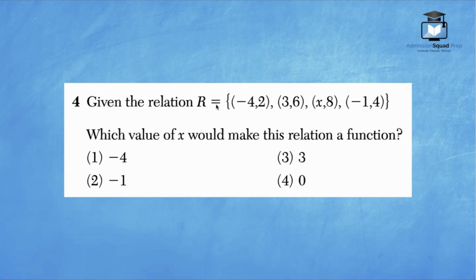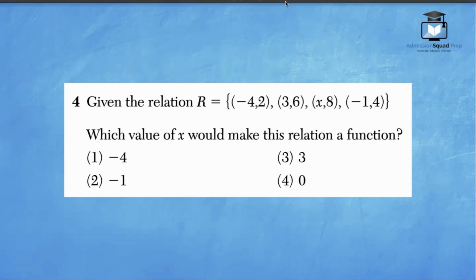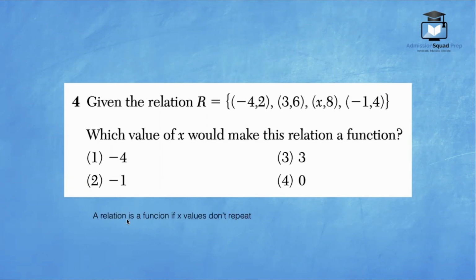Given the relation R equals {(-4, 2), (3, 6), (x, 8), and (-1, 4)}, which value of x would make this relation a function? Remember, our quick definition for functions is that x values don't repeat. Remember that, x values don't repeat. So I know if we're going to add a new x value here, it cannot be -4, it cannot be 3, it cannot be -1, but it can be 0, because 0 does not show up in any of the other coordinate points. Remember, a relation is a function if x values don't repeat.